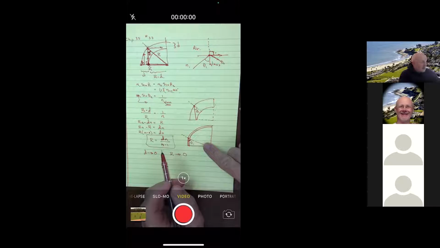It does seem to make sense to me that as D approaches zero, the radius can approach zero. And so for fibers that are really thin, the radius is so small you don't even have to really think about them bending.